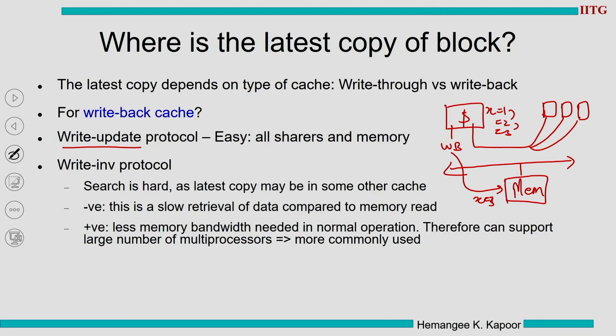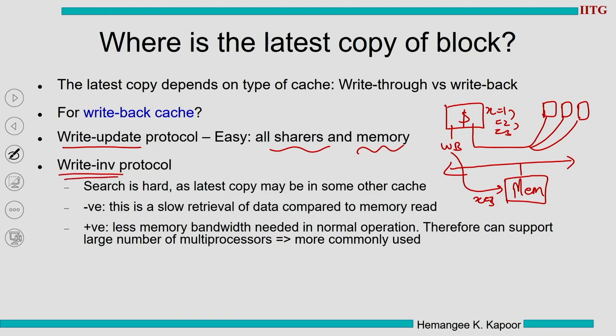So in a write update protocol, who has the correct value? Definitely all the sharers, and in case the protocol makes sure that the memory also can pick up the data when the write update is happening, the memory will also have the up-to-date data item. So the latest copy is with all the sharers and probably also with the memory. What happens in the write invalidate protocol?